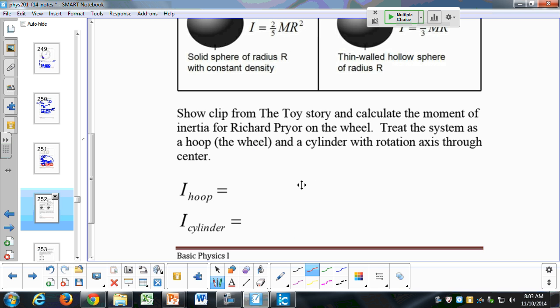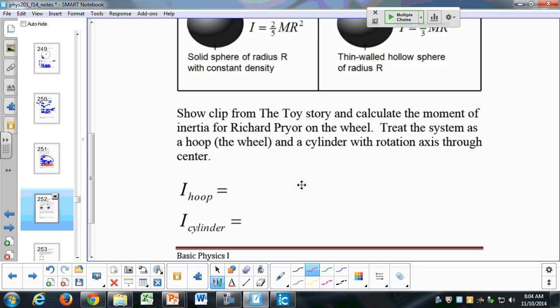So we want to find the total moment of inertia. We're going to treat this as two separate objects that are coming together. We'll do this a little later in a problem where we have an axle that's rotating and engages with another axle, which makes for a more practical scenario. But here, if we think of Richard Pryor on the Wonder Wheel, we can treat it as a hoop, like the hoop we did before, where the moment of inertia is just mr squared. And then we can treat Richard Pryor as a cylinder, because we're basically cylindrical if you think about it, right? A cylinder, sort of.